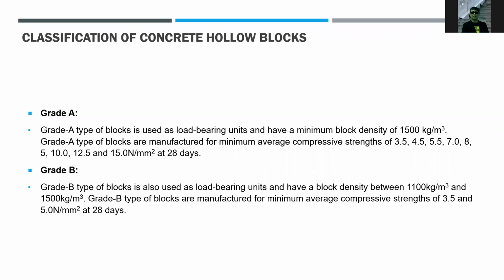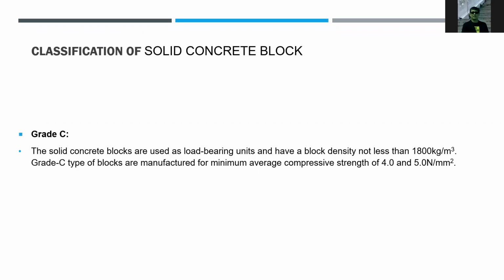There is also a grade C, which is a solid concrete block, which has a density of 1,800 kilograms per cubic meter and a compressive strength of 4.0 to 5.0 Newtons per square millimeter.